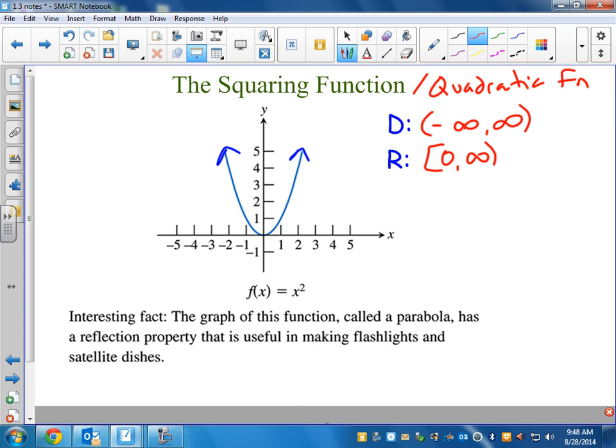Oh, you tell me, is it odd or even? Even, because it's reflected over the y-axis. Whatever you plug in here, you get the same thing over here. Makes sense.